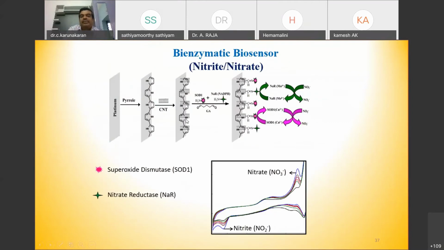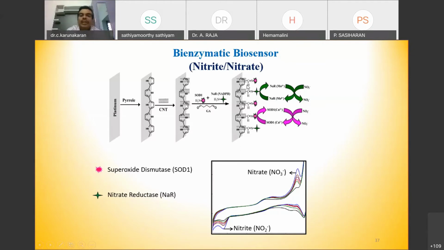Next, we developed a bi-enzymatic biosensor. In the previous study, we had only one enzyme on the surface of the electrode. Here, as you see, we have immobilized two enzymes, using carbon nanotubes in this case, and measured nitrite. So this is a bi-enzymatic biosensor.